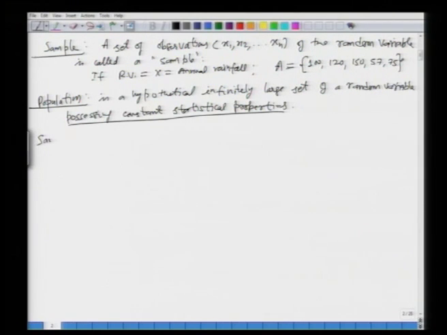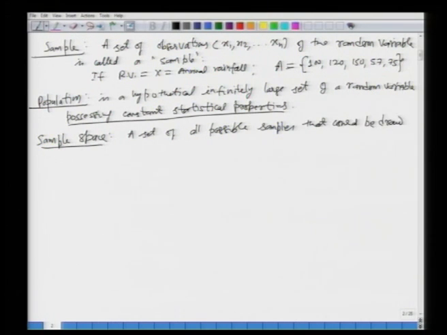Okay, let us move on. Then we have what is called a sample space. What is a sample space? It is a set of all possible samples that could be drawn from the population.